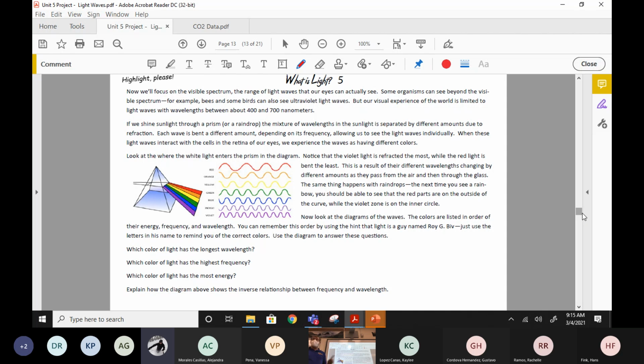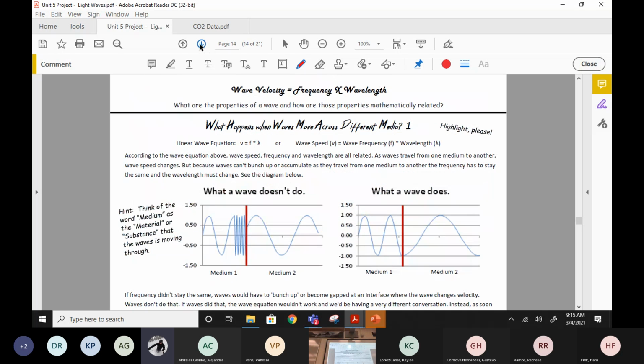Does that make sense, what this diagram is showing with the different light waves? Cool. Well, I want you to finish this by yourself. And so we're going to move on to page 14 together, because I think page 13 is pretty easy to do on your own. 14 is a little tricky. Okay? So we're going to do this together.